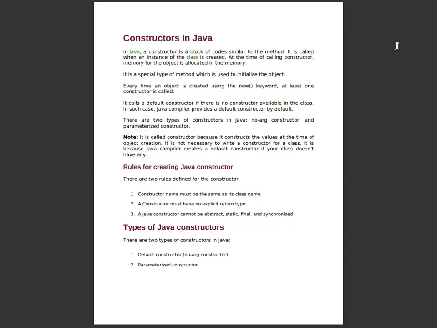A Java constructor cannot be abstract, static, final, or synchronized. Static variables are not allowed in the constructors. Final variables are also not allowed. A final variable means a variable whose value cannot be changed. Synchronized is also not possible.